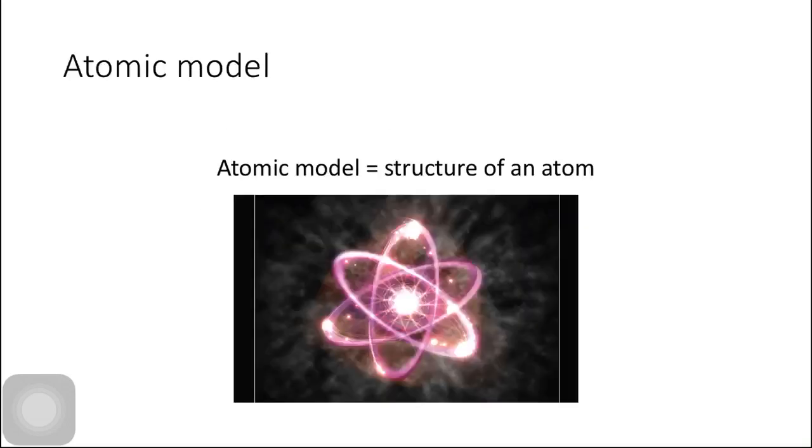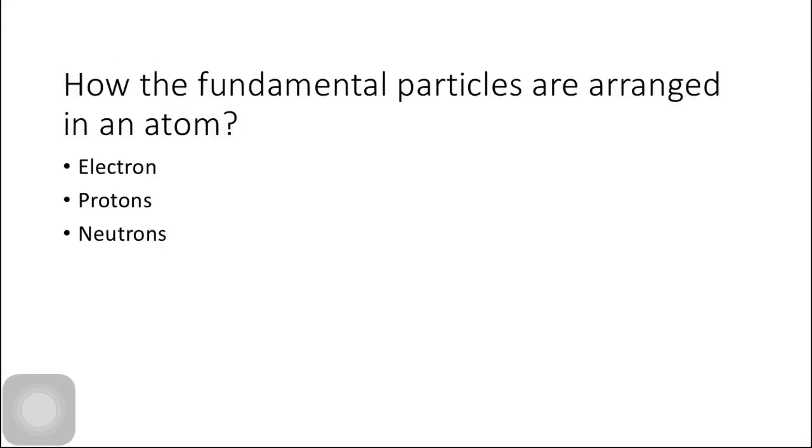The word atomic is derived from the word atom, which I think you must be familiar with. So basically, atomic model is the structure of an atom. Students, if you remember, in chapter number 1 we discussed the Dalton atomic theory. The first postulate of that theory says that an atom cannot be further divided, but later on various experiments showed that an atom can be further divided into electrons, protons and neutrons.